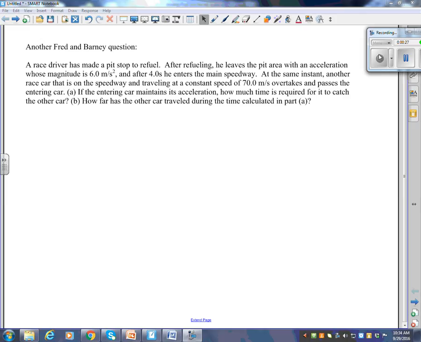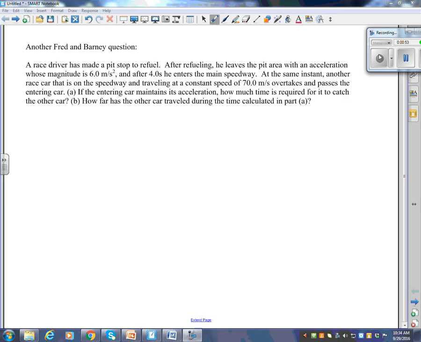Okay, so we've got two cars, one of which is accelerating and one of which is moving at a constant speed. And the question is, how much time does it take before they pass each other? Like they're going in the same direction, right? Okay, so basically the Fred and Barney kind of question. Let's read it again and let's identify some things here.